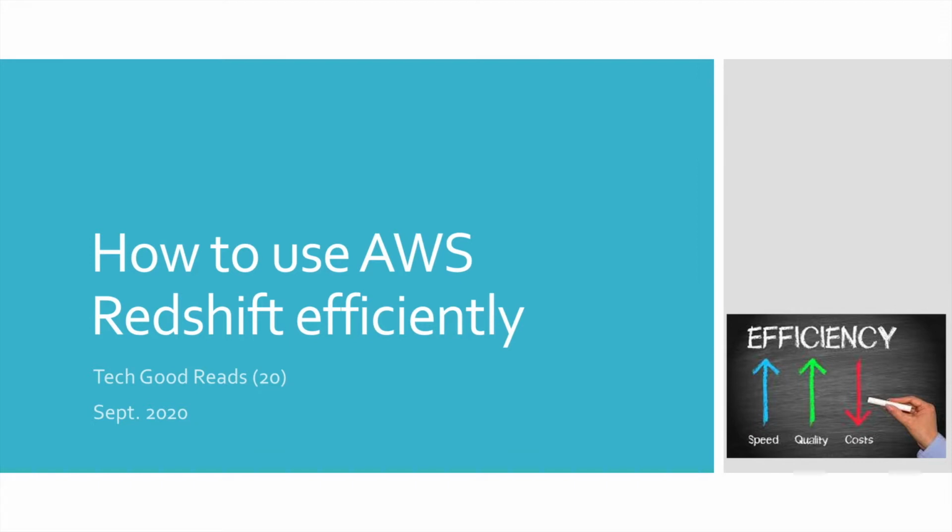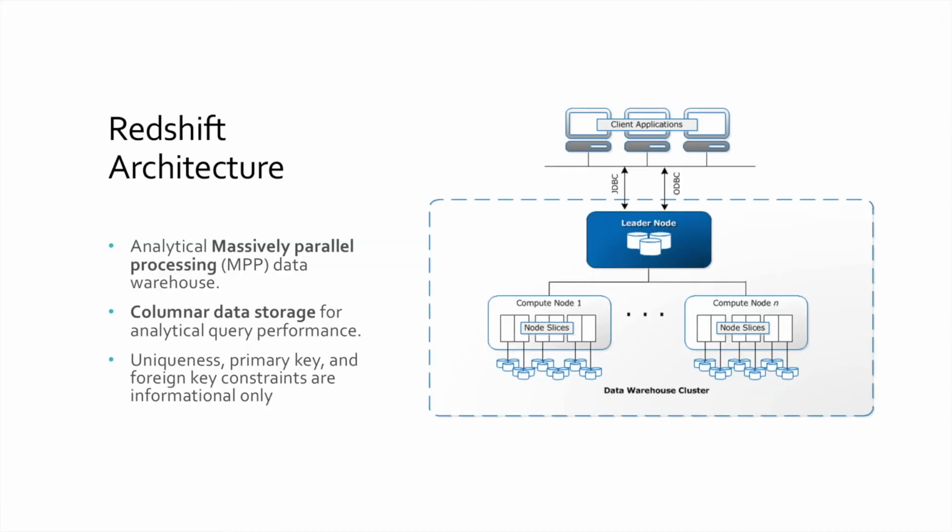Today I will talk about how to use AWS Redshift efficiently. Redshift is the AWS data warehouse. It provides analytical capabilities to large data. Here is the Redshift architecture. Redshift is an analytical massively parallel processing data warehouse.